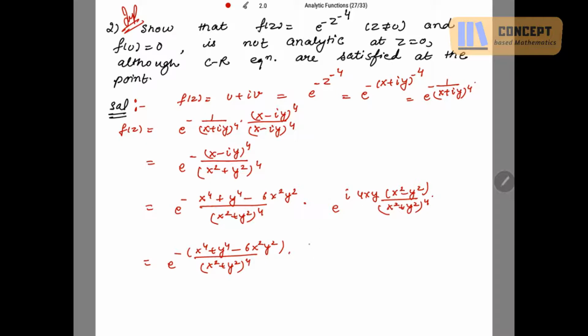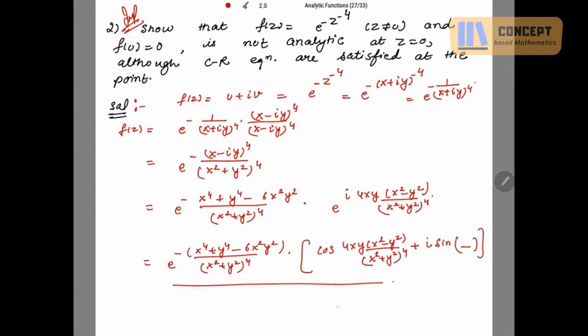Using Euler's formula, you will get cos of 4xy (x square minus y square) over (x square plus y square) to the power 4, plus iota times sine of the same function. Now again, equating the real and imaginary parts, you will get your u as this and v as the first expression into the second one.